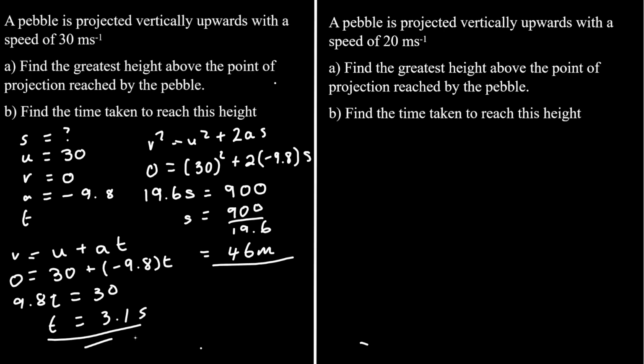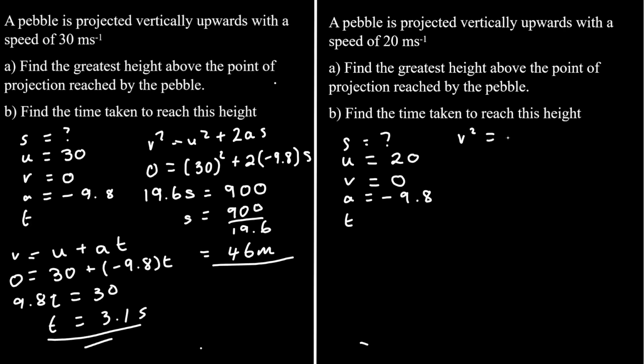One for you to try. See if you can give it a go. So again, we've got the pebble projected vertically upwards. Its initial velocity is 20. Its final velocity is 0 because we want the point where it reaches its highest point. Acceleration is negative 9.8 because it's acting downwards. And we want to know the displacement.